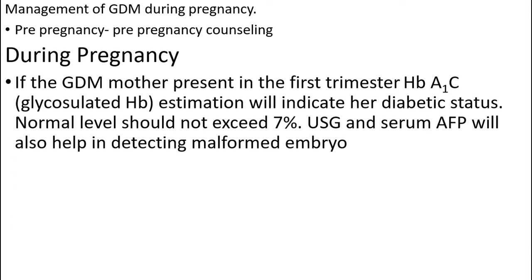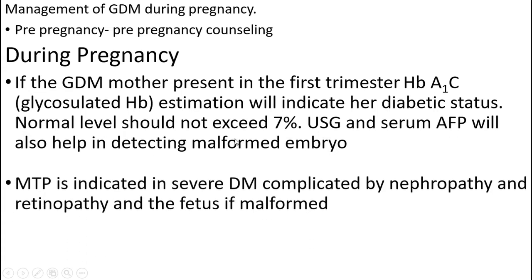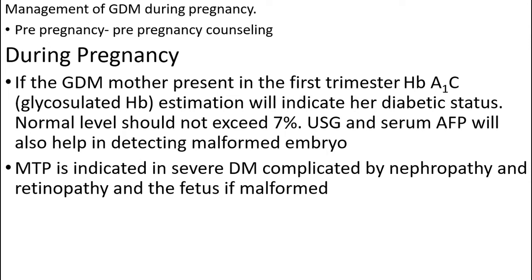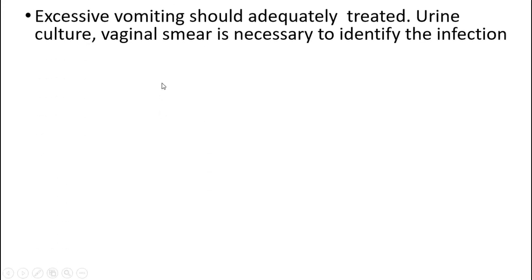Management of GDM during pregnancy includes pre-pregnancy counseling. That means the patient is already having diabetes mellitus; in those cases, we need pre-pregnancy counseling. And during pregnancy, in the first trimester, HbA1c or glycosylated hemoglobin estimation will indicate her diabetic status. Normal level should not exceed 7%. And USG and serum alpha fetoprotein will help in detecting malformed embryo. MTP is indicated in severe diabetes mellitus complicated by nephropathy and retinopathy, and if the fetus is malformed.